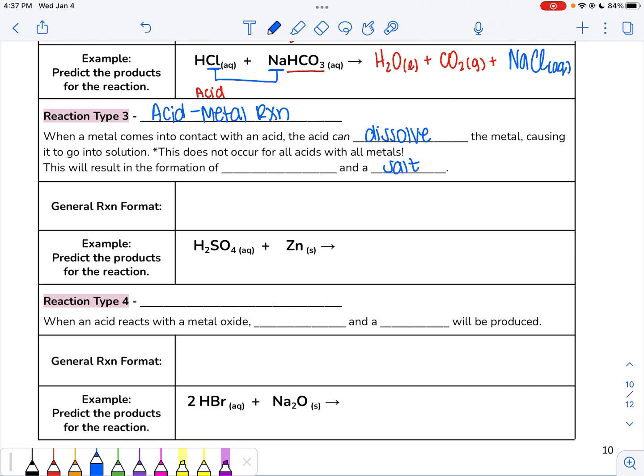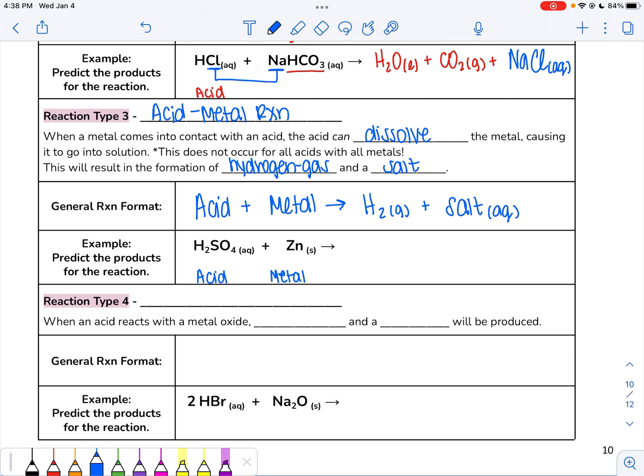So if the acid dissolves the metal, this is going to result in the formation of a salt, like always. This also results in the production of hydrogen gas. So this is another gas-forming reaction, but this time it's acid metal. So general reaction format, you have an acid that reacts with a metal. We're producing H2 gas and a salt that will stay dissolved in solution. So let's think about what's going to happen with this example right here. H2SO4, this is sulfuric acid. Zinc is our metal.